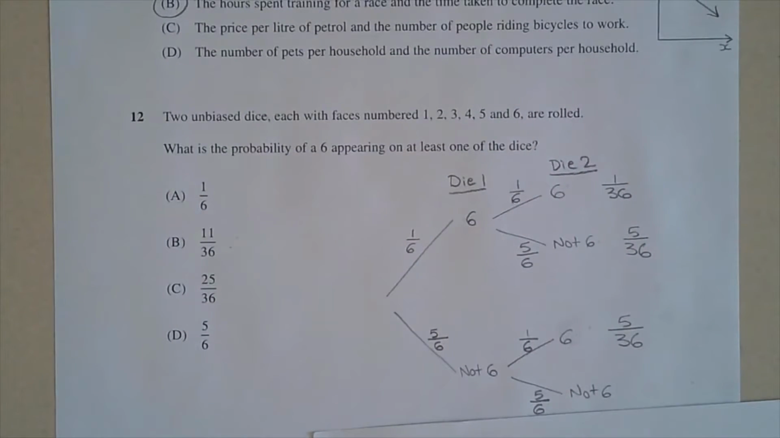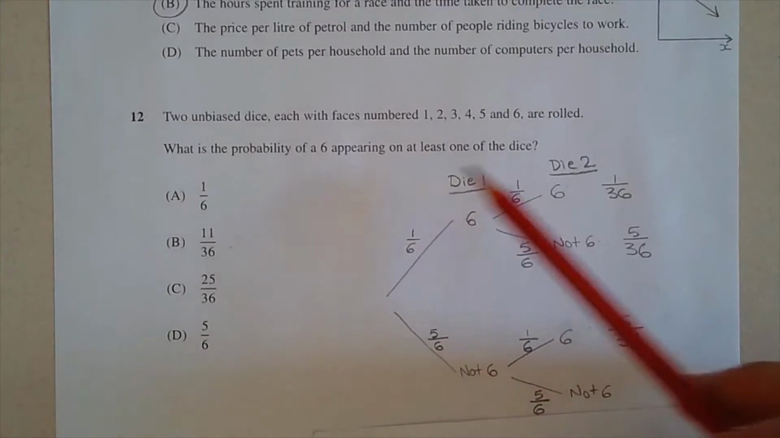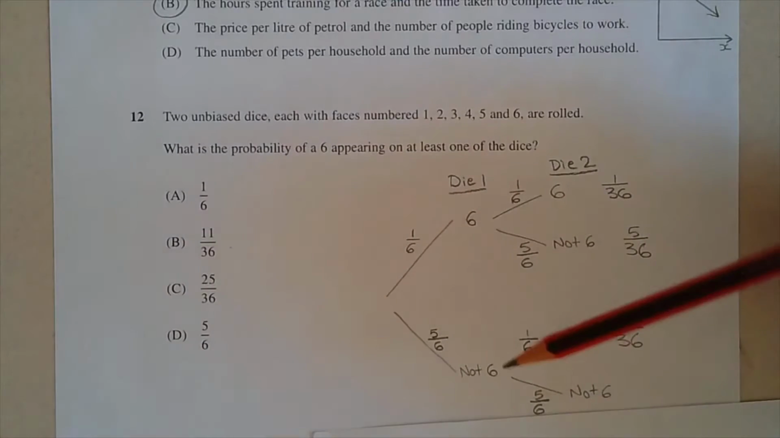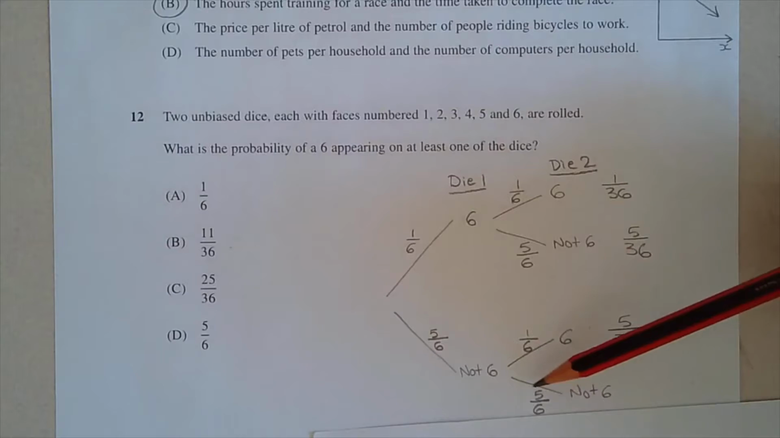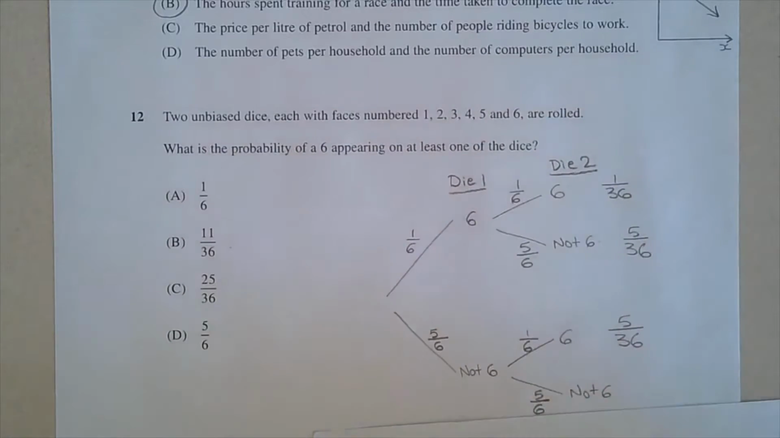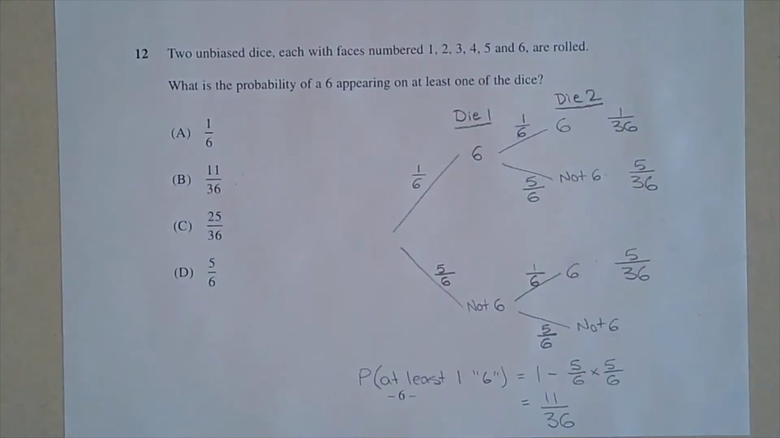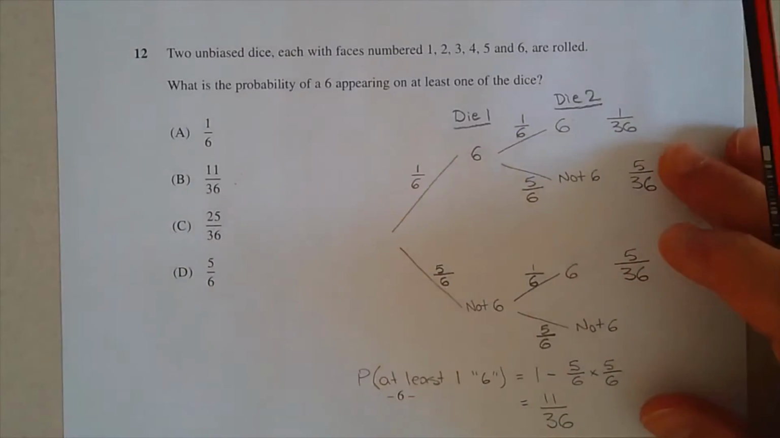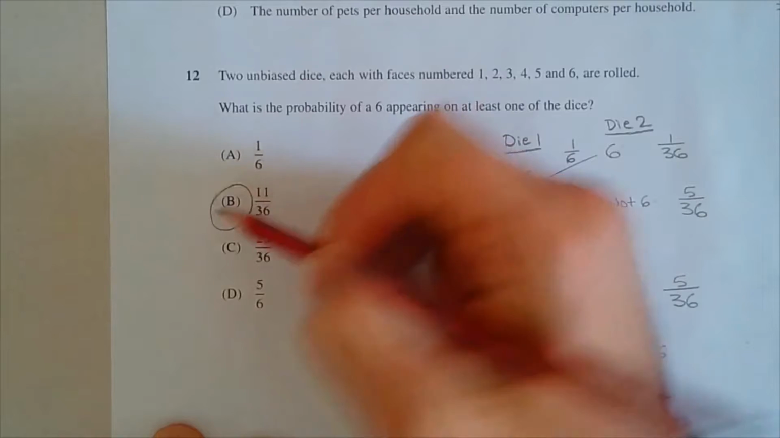Now there is another way to work this out, which is to consider the complement of at least one of the dice showing a 6, which is none of the dice showing a 6. And the probability of that is 5 over 6 multiplied by 5 over 6. And then we subtract that from 1. So the probability of at least 1 six is equal to 1 minus the probability of not rolling a 6 at all. So 1 minus 5 over 6 multiplied by 5 over 6, and that equals 11 over 36. Answer is option B.